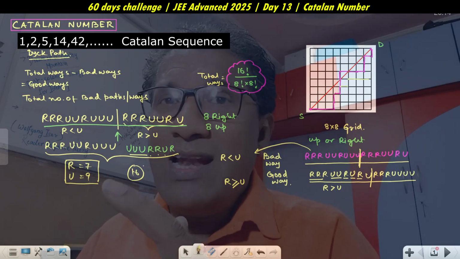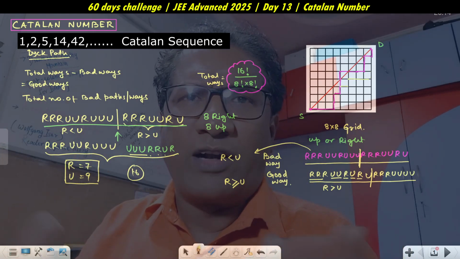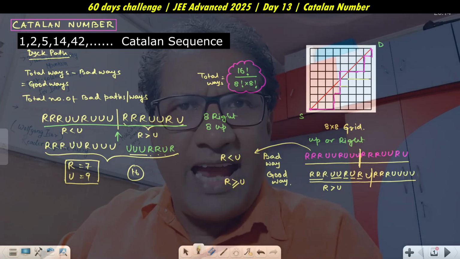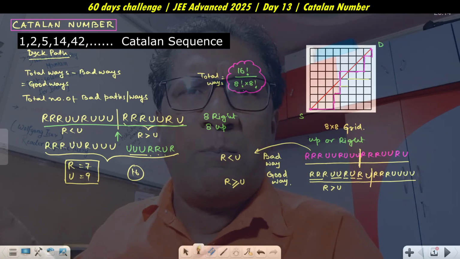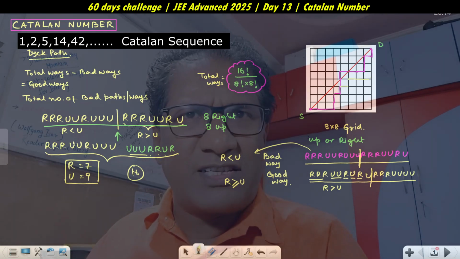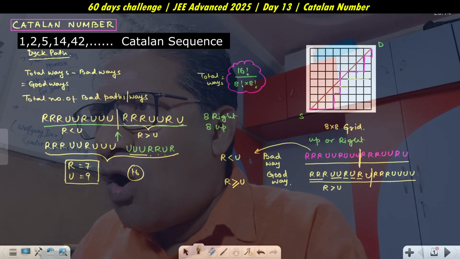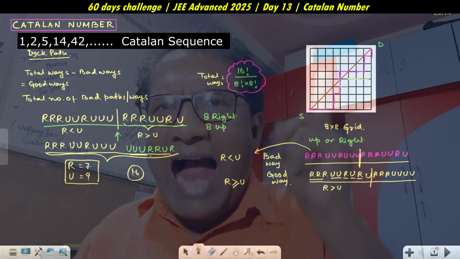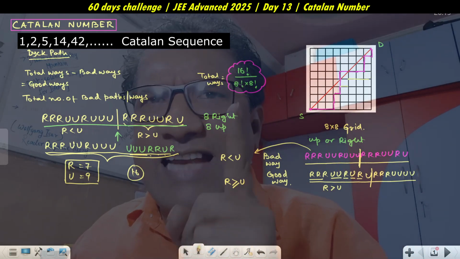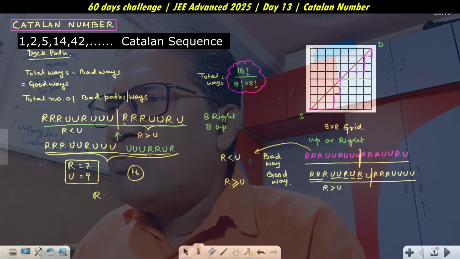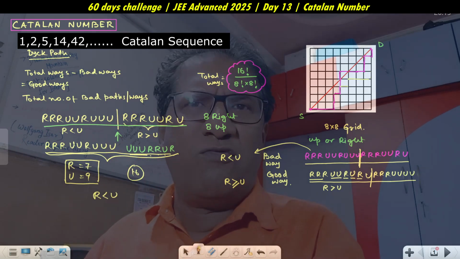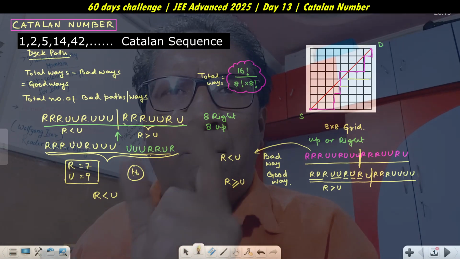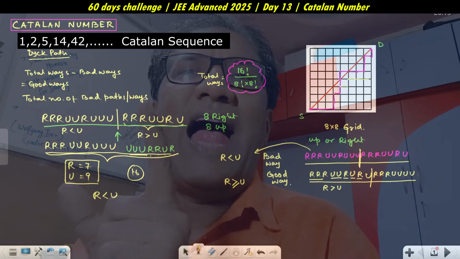But actually the total number of ways is what? 8 right movements and 8 up movements. But in the wrong case, we are getting 9 up movements and 7 right movements. So you arrange this series in any way, at some point you are definitely going to get your right movements less than the up movements. And this signifies that the person has taken a bad path.